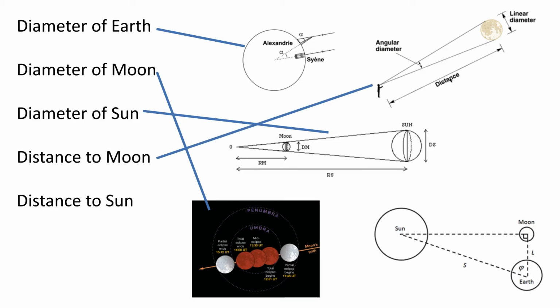Distance to the moon comes from knowing the diameter of the moon and knowing the angular size. And then distance to the sun comes from comparing the angle between the moon and the sun as viewed from Earth, and then working out the ratio of one side of the triangle to the other side of the triangle. So there's a lot of interesting ideas there.